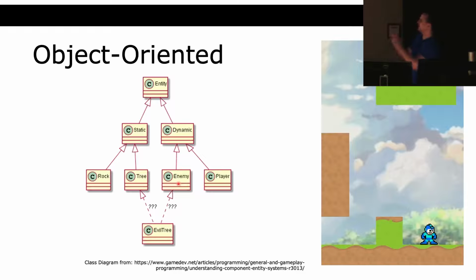So it can be messy, and in the end, if you have a game, maybe you're making the 2D version of Elden Ring or something like that, you have 100 or 200 different enemies in the game, so you have 200 different classes, and it's just kind of annoying to manage all of that.